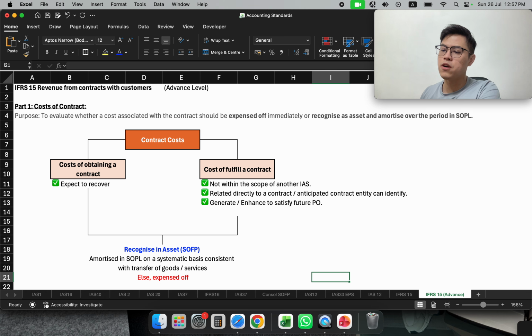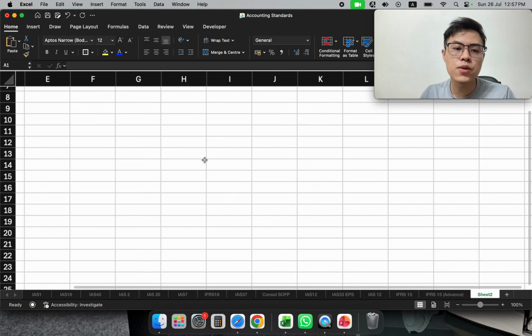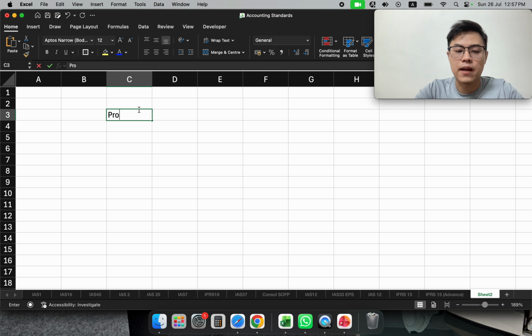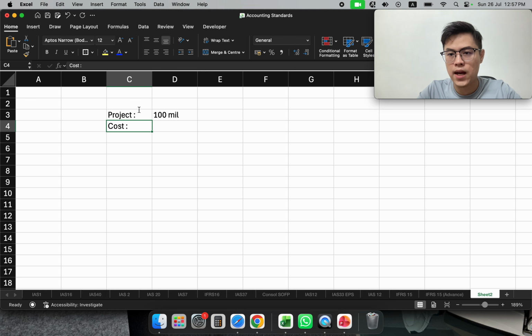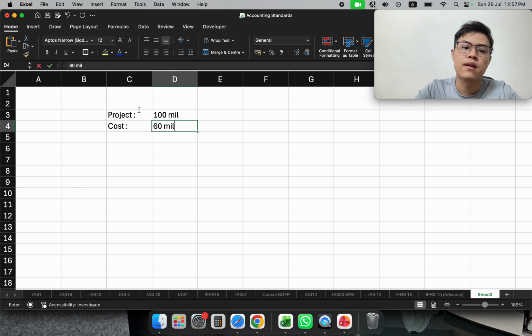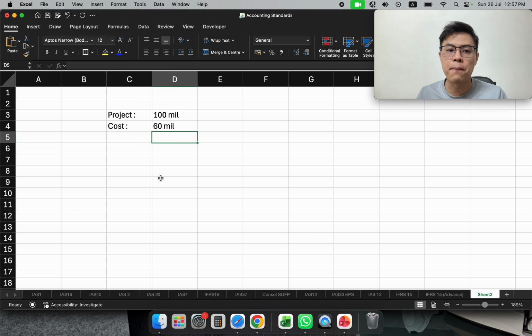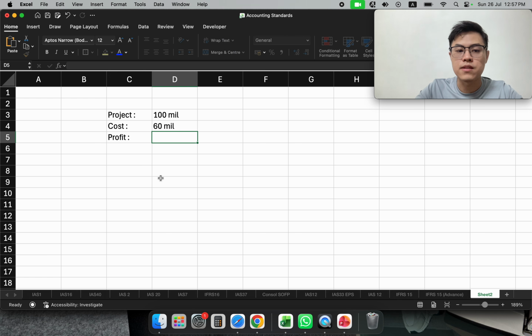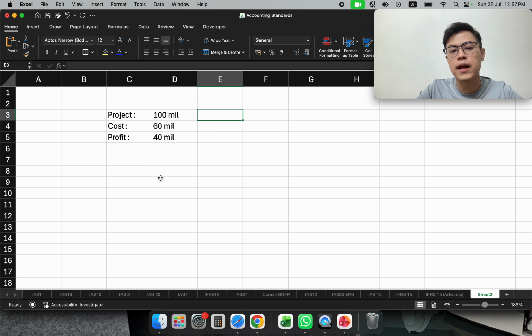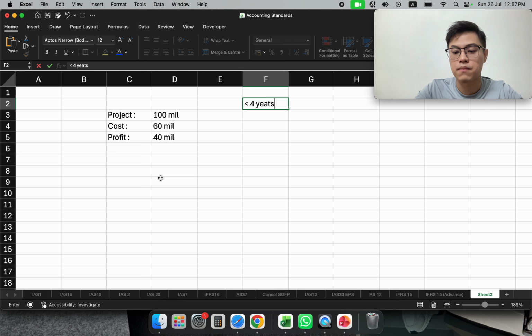Before we talk about cost of contract, we can relate it to something that we learned in our financial accounting lower paper or intermediate paper previously. Today I'm telling you that I have a project. In this project, I quote other people 100 million, and the cost associated with the particular contract is 60 million. I can easily conclude that my profit from this contract is 40 million. And this contract is going to run for 4 years.